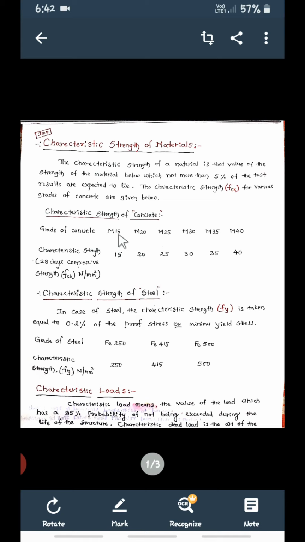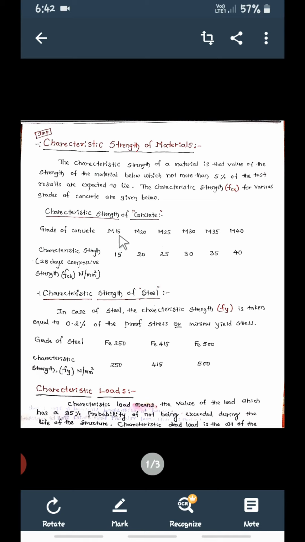When you prepare a concrete cube using any grade, M15, M20 or M35, after preparing the concrete cube, keep it for 28 days of curing. Keep it in water for 28 days. After 28 days, you remove the cube and test it. Apply the compressive load and test it, and whatever strength we get, based on that strength, it will be numbered.